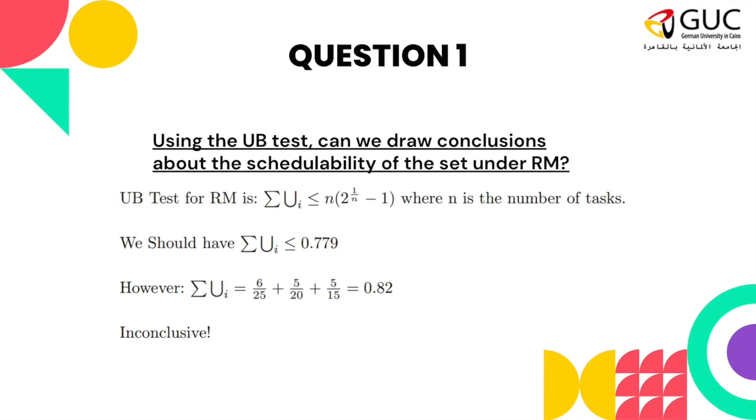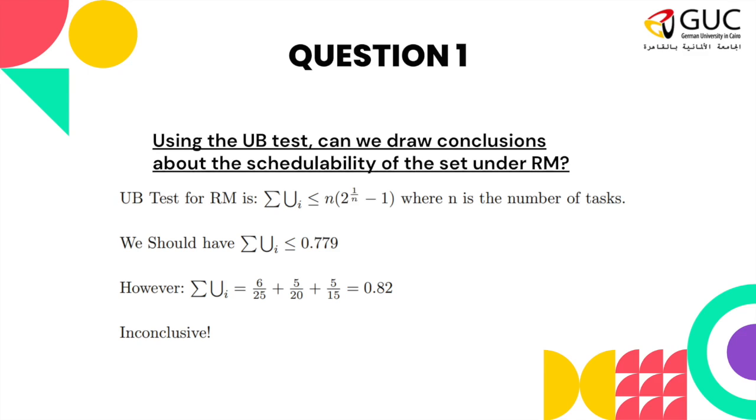However, this conclusion is not 100% accurate. So our answer will be it is inconclusive. I cannot guarantee that this set is schedulable under RM. However, I also cannot guarantee that it is not schedulable under RM. And this is the trick about the utilization bound test for the rate monotonic algorithm.